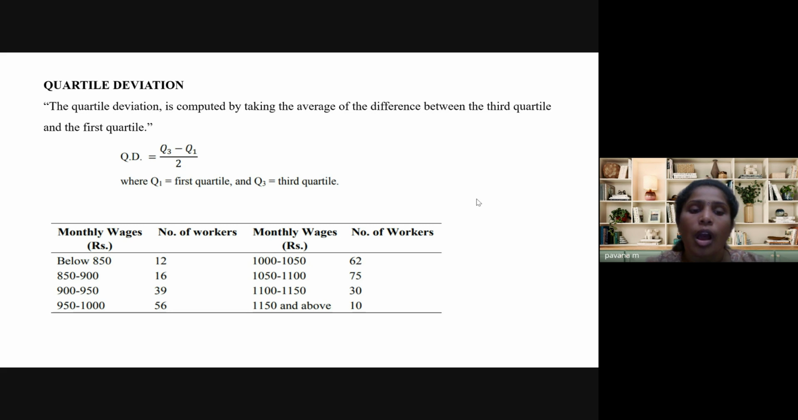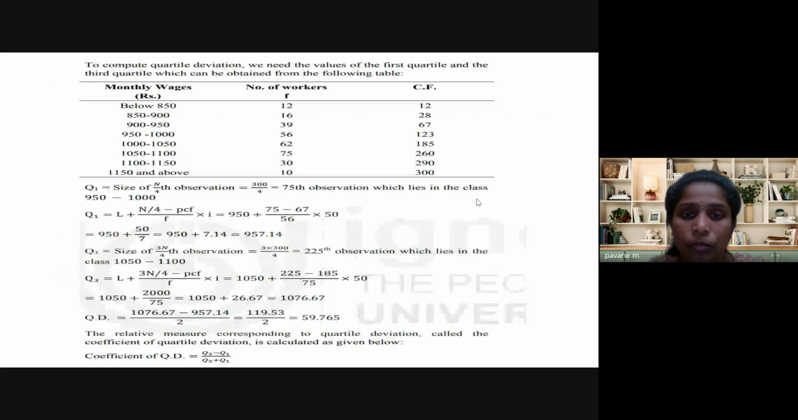So how will we calculate Q3 and Q1? This is the problem. Monthly wages below 850, 850 to 900, number of workers 12, 16. This is the problem given. You have to calculate the quartile deviation for it. First take the data, monthly wages below 850, number of workers, the frequency, 12. 850 to 900, 16; 900 to 950, 39. These values are given in the problem.